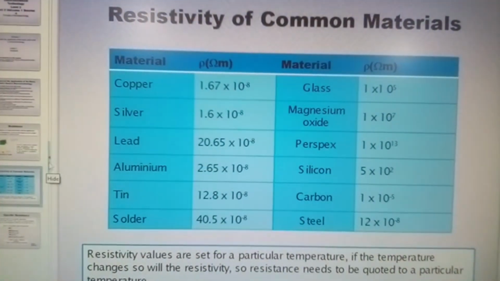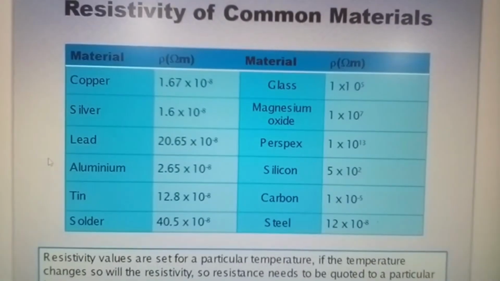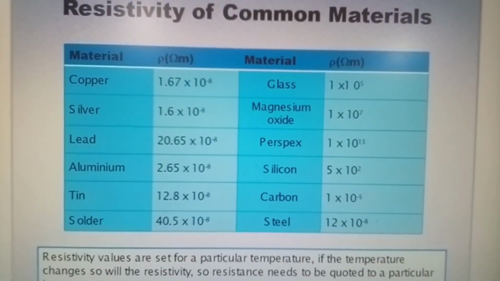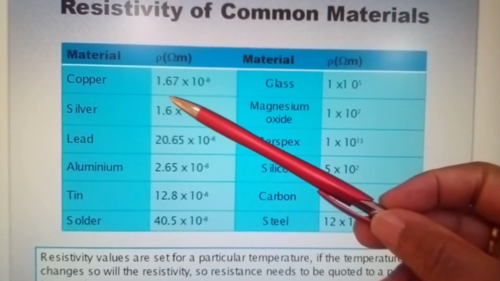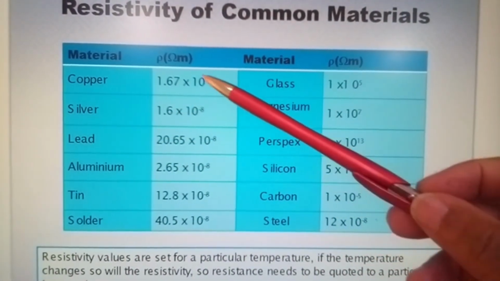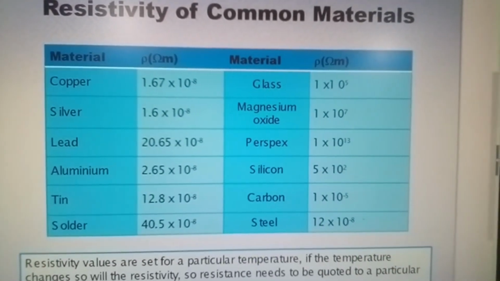And here we have a list of resistivity of materials. Resistivity of common materials. Copper is 1.67 times 10 to the minus 8 ohms per meter. That's its resistance, so it has a very low resistance.